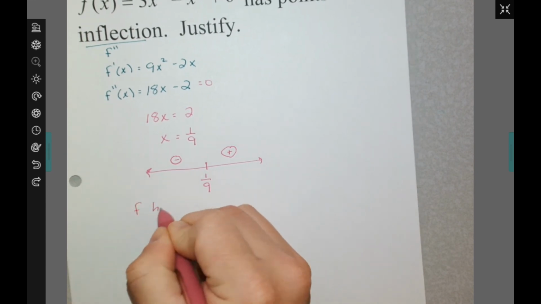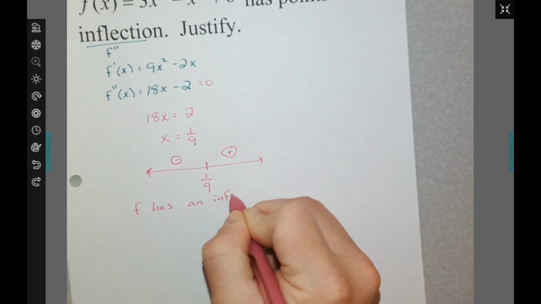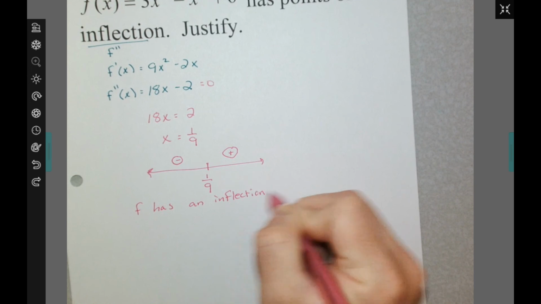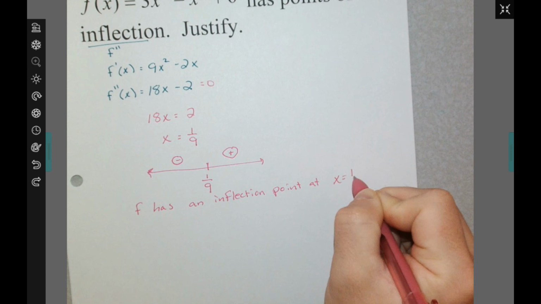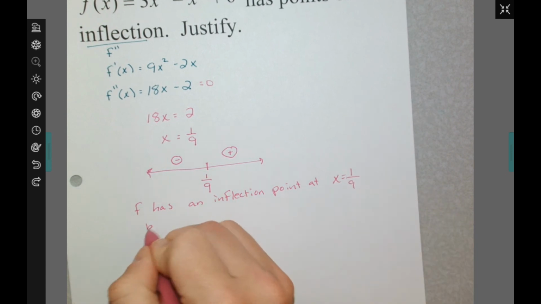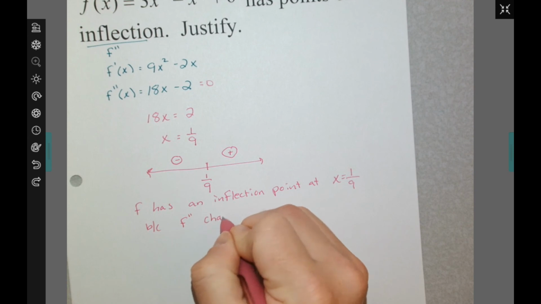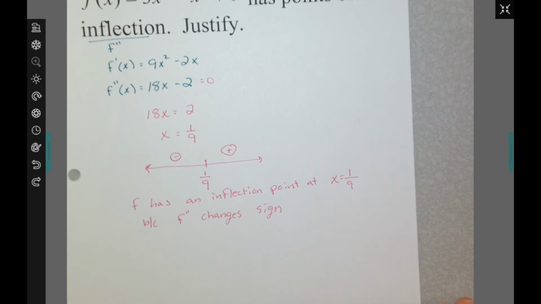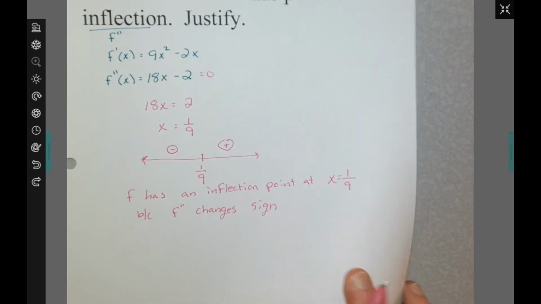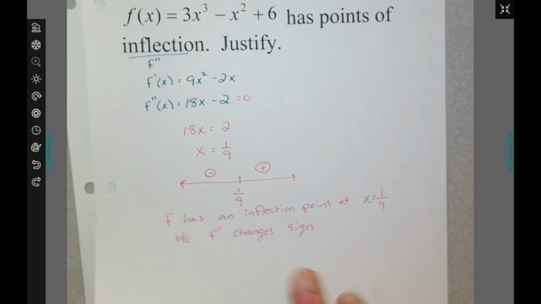So I'm going to say F has an inflection point at x equals 1/9 because F double prime changes sign. You could say it goes from negative to positive, or however you want to word it. Key here is that we do have a sign change, so we do have an inflection point.